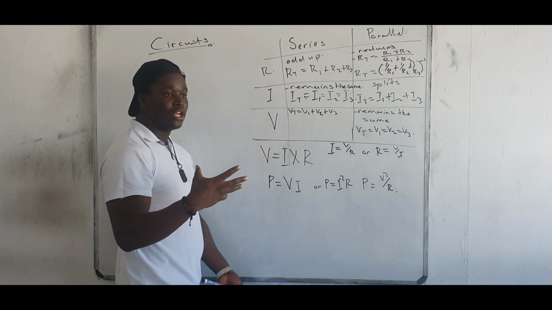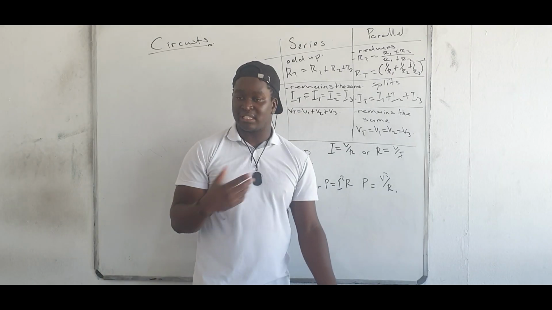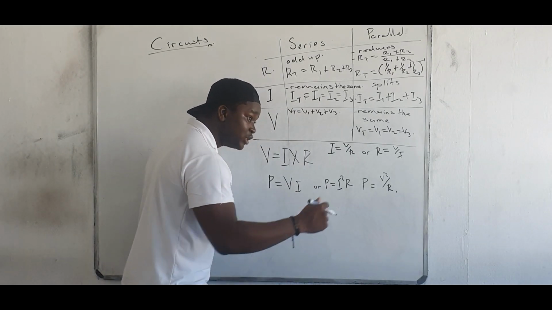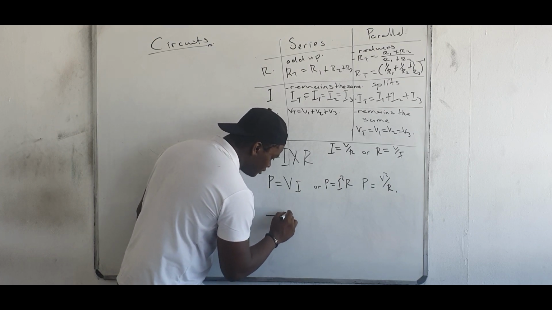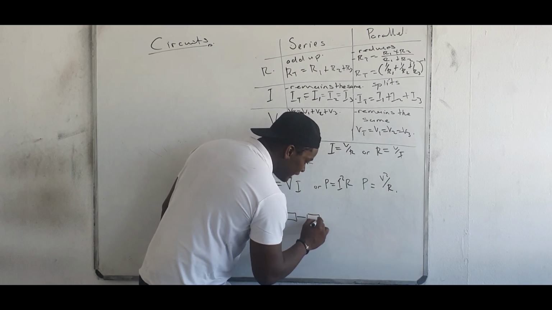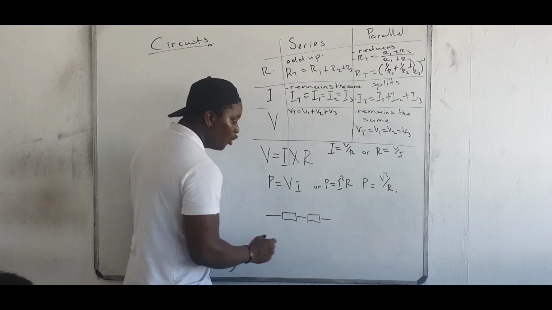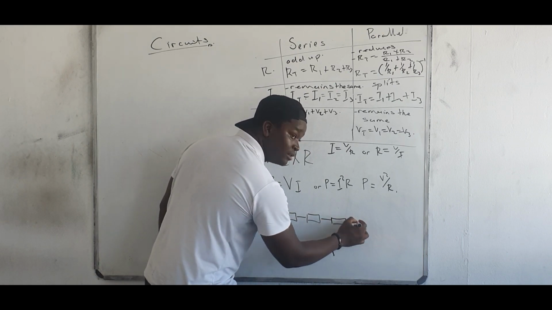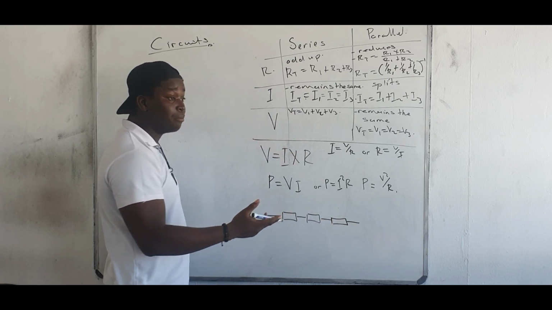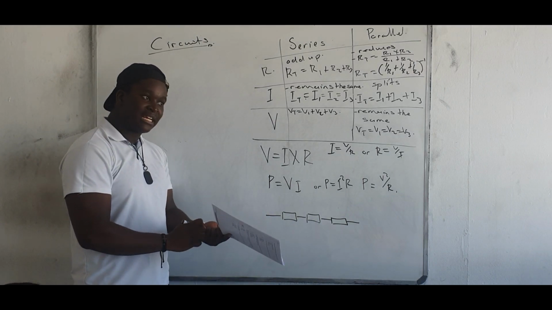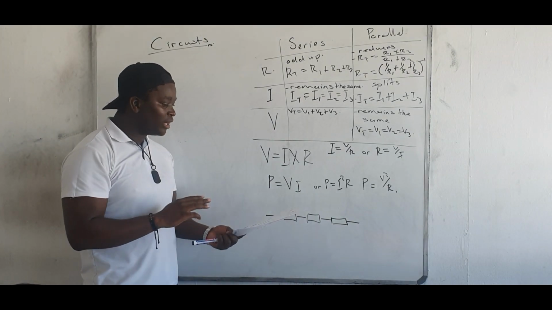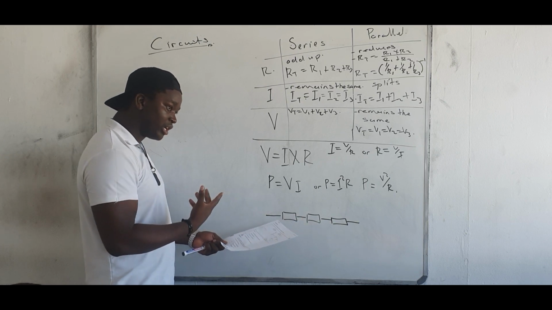How do you know that your circuit is a series, and how do you know that your circuit is parallel? If it's series, what happens? The resistors are one after the other. Or in other words, the wire remains straight or unbroken. The straightness part, I don't want to say straight, I want to say unbroken, right?